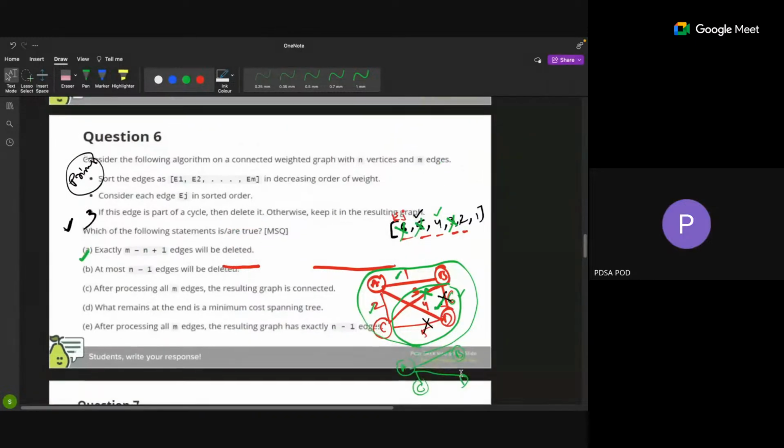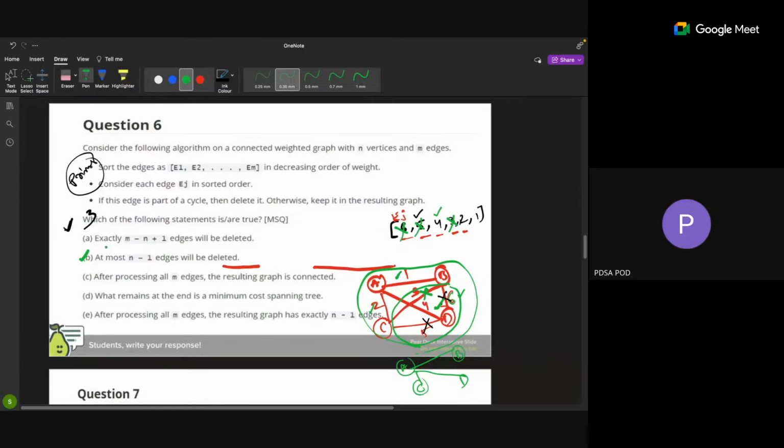Now the question, MSQ. Exactly m minus n plus 1 edges are deleted. My n, number of vertices, I have already taken 4. M, number of edges, is 6. This is my example, but it is proved. So m minus n plus 1 means 6 minus 4 plus 1, which is 3. Are 3 edges deleted or not? Yes, 3 edges: 6, 5 and 3 are deleted. So this is true. Even if you try with another graph, the same result will come.